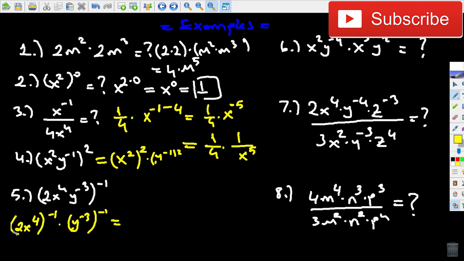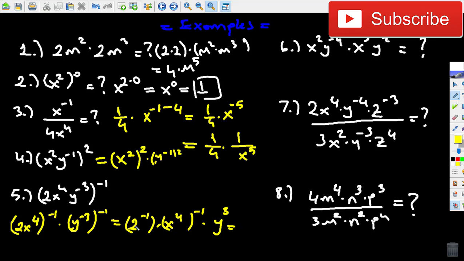And also in this first parenthesis, we got the same thing. We got two things being multiplied and being raised to the same power, -1. So I'm going to raise everything to the same power. So 2 to the power of -1 times x to the power of 4 to the power of -1 times y to the power of -3 to the power of -1. In this case, I'm going to multiply these two tiny exponents, so we get -3 times -1 is +3, so it's going to be equal to y cubed.